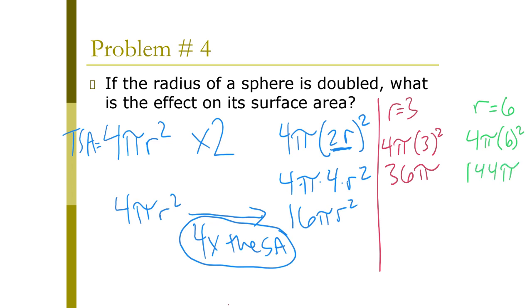Now 36 times 4 would give me 144 pi. There we go. It's 4 times as large when I double it. If I triple it, it's going to be 9 times as large. And if I quadruple it, it's going to be 16 times as large. Whatever my multiplier is, I am squaring it when we're talking area. In volume, it's cubing it.